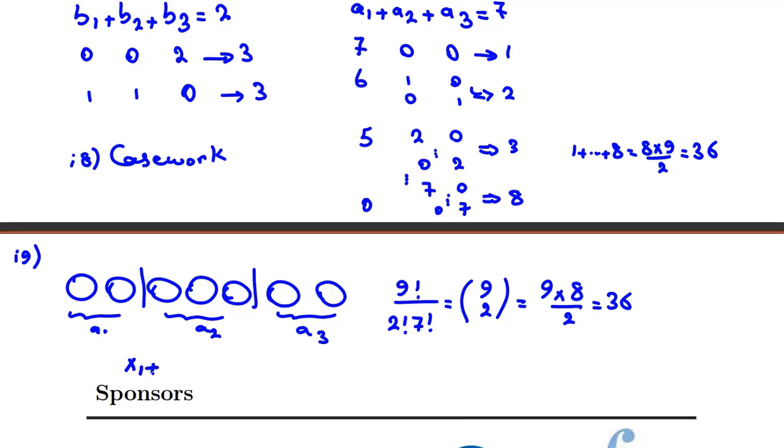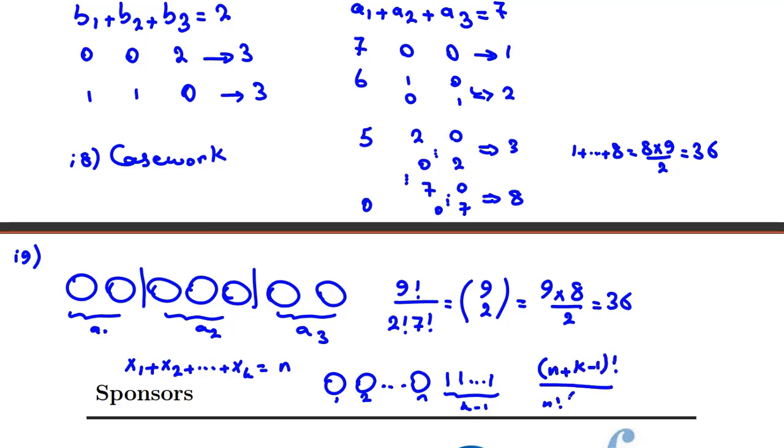For example, if you have x1 plus x2 up to xk, each at least 0, equals n, the answer is what? You will see we have n balls and how many dividers? k minus 1 dividers. So it will be n plus k minus 1 factorial over n factorial times k minus 1 factorial. So it will be n plus k minus 1 choose n, or n plus k minus 1 choose k minus 1. Both of them are correct. Okay, it was the idea also. It is for the case that xi is at least 0. For xi at least 1 we also have another idea.